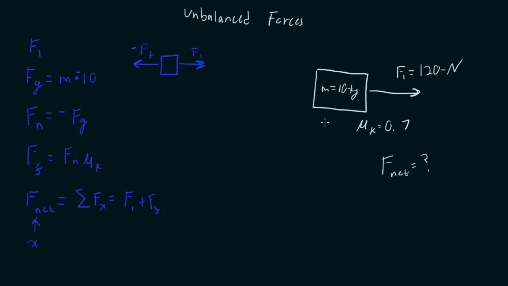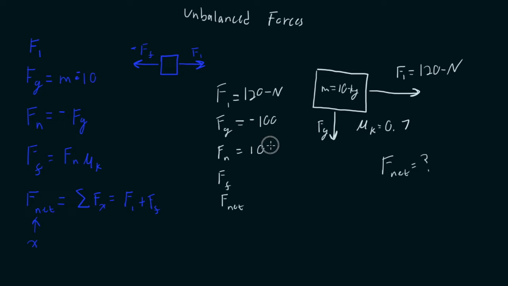So first thing I need to do is define all of the forces acting on this. So I'm going to make a variable list. I've got F1, I'm going to have a force of gravity, I'm going to have a resulting force normal, a force of friction, and finally an F net. My applied force is 120, that's given. Force of gravity is going to be my mass times negative 10, so this is going to be negative 100. And then force normal is going to be the negative of gravity, so it'll be 100. So those will balance out.